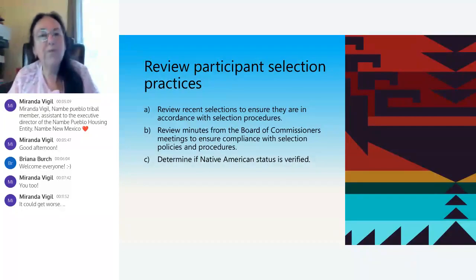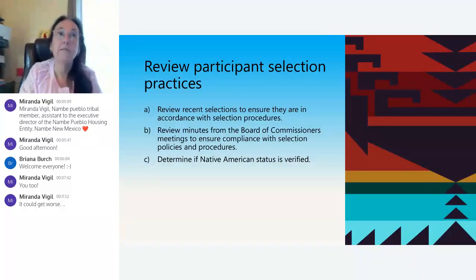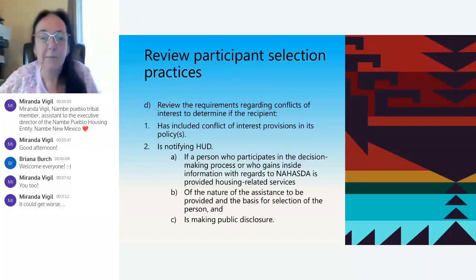So they will review participant selection practices to ensure they are in accordance with the procedures that you have listed within your A&O policy. They will review the minutes of your Board of Commissioners or your tribal council to ensure compliance with the selection policies and procedures, that there's no undue influence, that they aren't asking you to deviate. And they're going to determine if Native American status is verified. Okay, remember we had that discussion yesterday. We get the money on behalf of low-income Native Americans. That's why Congress appropriates that money.